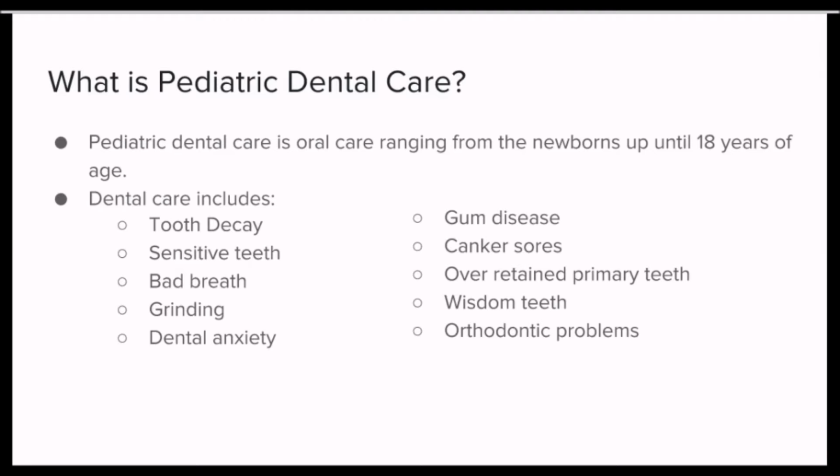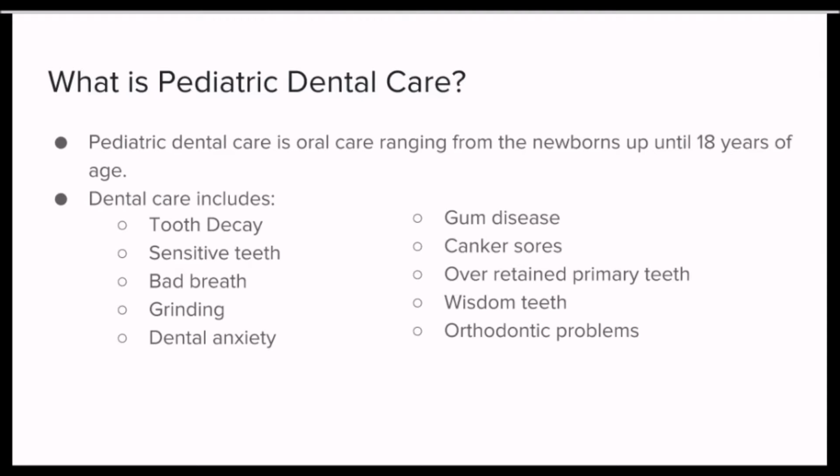Dental anxiety, gum disease: gingivitis, or gum disease, is the inflammation of gum tissue often caused by poor oral hygiene and plaque formation. And gum disease can lead to tooth loss and bone damage. In the early stages, it can lead to bleeding gums and your gums become red and swollen. Canker sores: small sores inside the mouth. Over-retained primary teeth: it's when a primary tooth is in the position when a permanent tooth is trying to erupt in the same space and requires removal of the primary tooth.